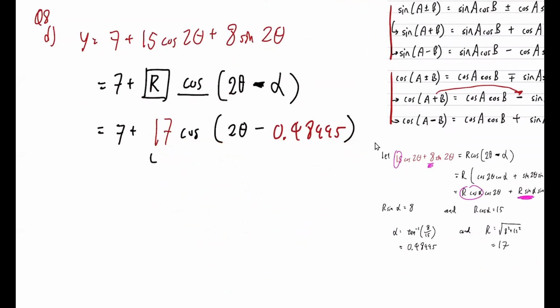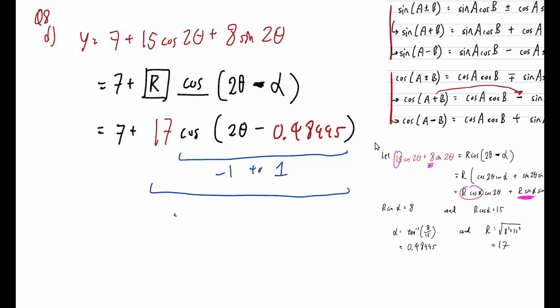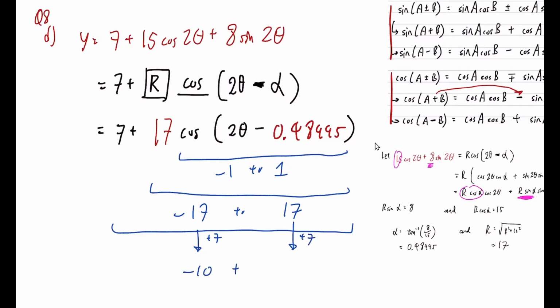Right? So maybe I'll just write down the working like this. It goes from -1 to 1. This one will be -17 to +17. But the moment you add 7 to it, what happens? +7, +7. So it becomes -10 to 24. Make sense? This is a simpler version of inequalities.